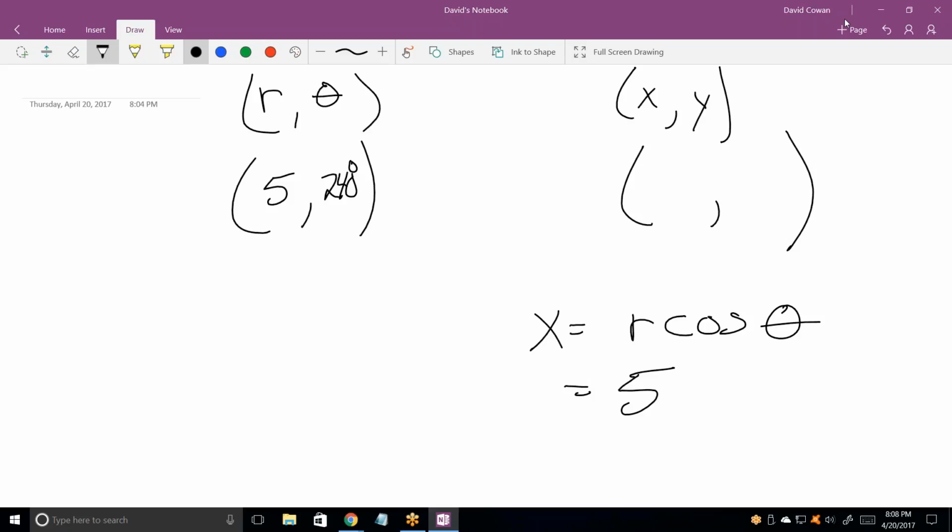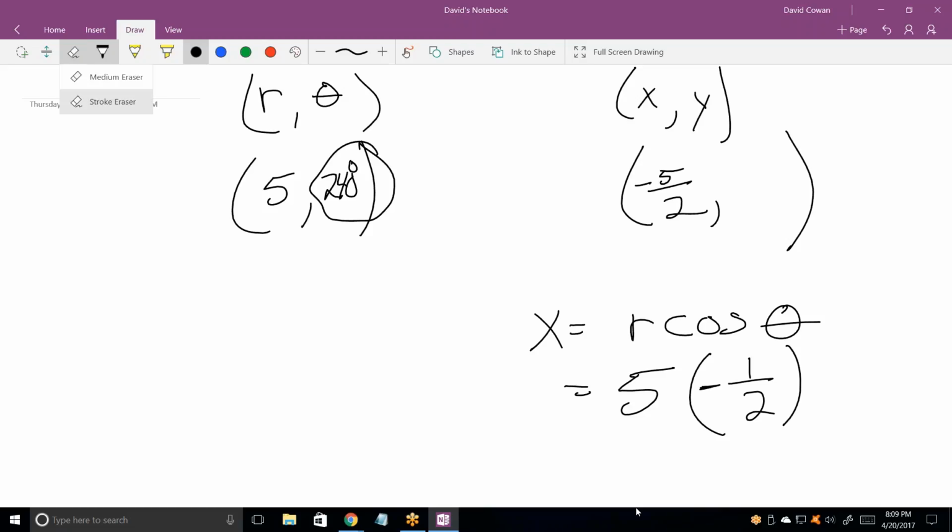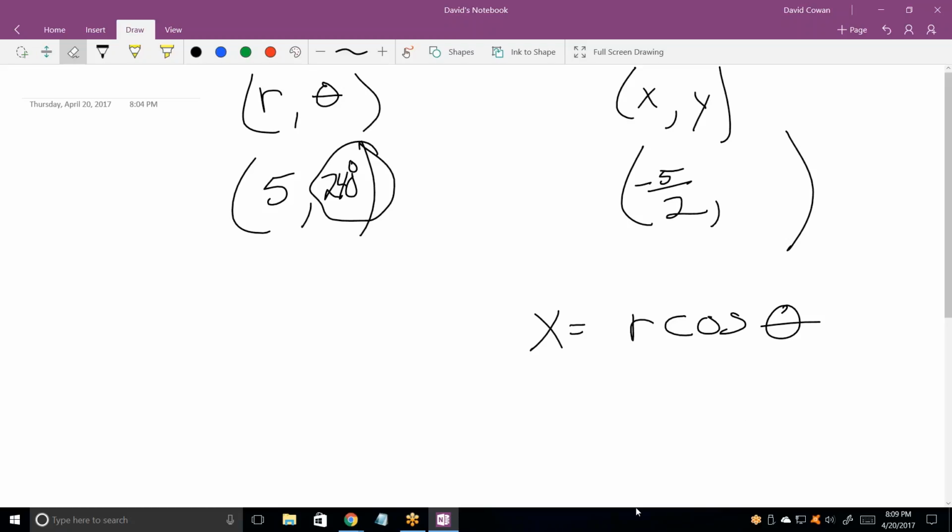What's cosine of 60? Cosine of 60 is 1/2. Is it plus or minus in this quadrant? It'd be negative because it's going backwards. So our x coordinate is minus 5/2. What's the y coordinate? The y coordinate is 5 sine of 240, and it would also be negative, so it would be 5 times root 3 over 2.